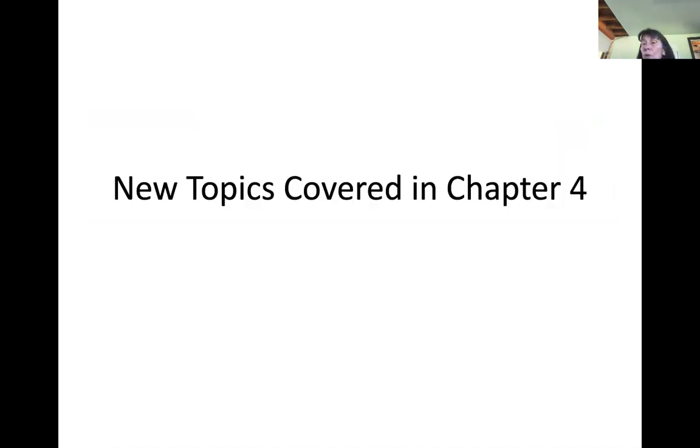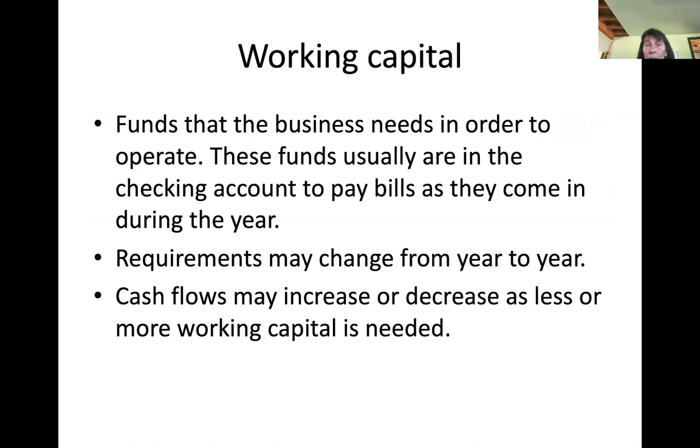So here's some new topics covered in chapter 4 that I want to talk about, a concept called working capital. So working capital is money that you need to keep in your checking account to pay bills. Most of us do not let our checking account go to 0. We keep a certain amount in there because we know that in a given month, we're going to have an X amount of bills coming in. So when you do a new investment, sometimes you do need to hold more cash in your checking account because there's more bills that will roll in.